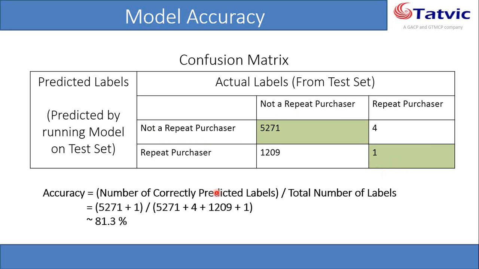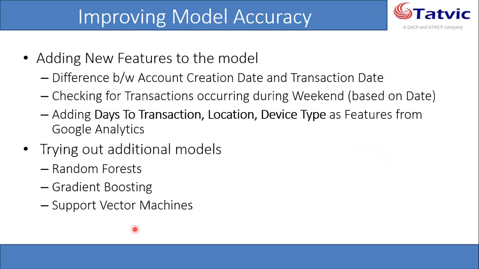So accuracy is calculated as follows. It is the sum of correctly predicted labels, 5271 plus 1, divided by the total number of records that we had. And this is how we got the figure 81.3%. Now, for a basic version of the model, this figure is reasonably good. There are ways to improve this, and let us see how it can be done.